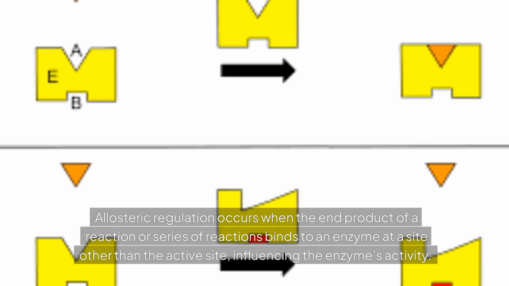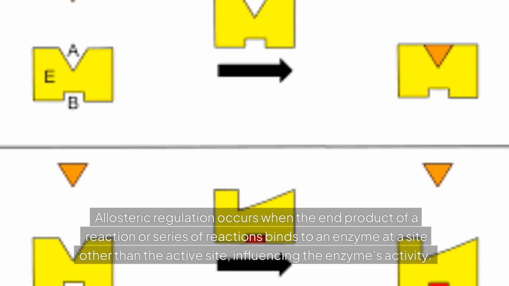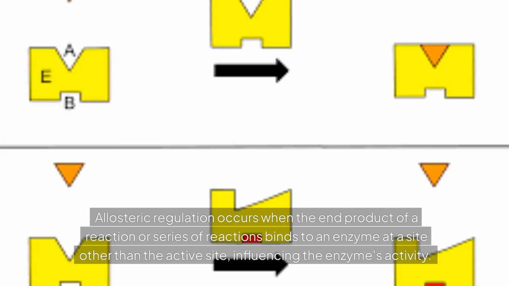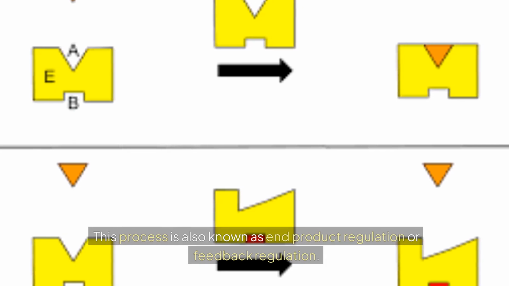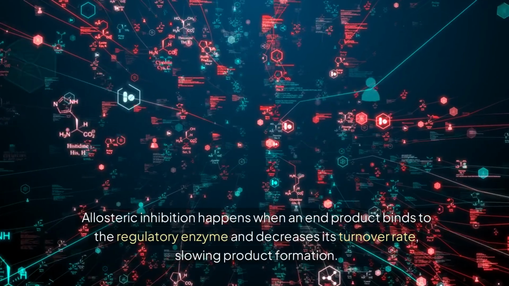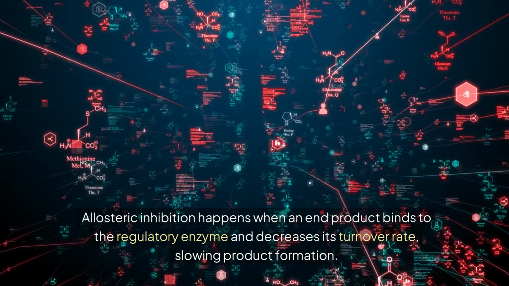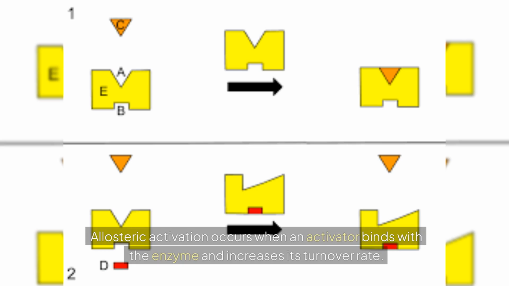Allosteric regulation occurs when the end product of a reaction or series of reactions binds to an enzyme at a site other than the active site, influencing the enzyme's activity. This process is also known as end product regulation or feedback regulation. Allosteric inhibition happens when an end product binds to the regulatory enzyme and decreases its turnover rate, slowing product formation. Allosteric activation occurs when an activator binds with the enzyme and increases its turnover rate.